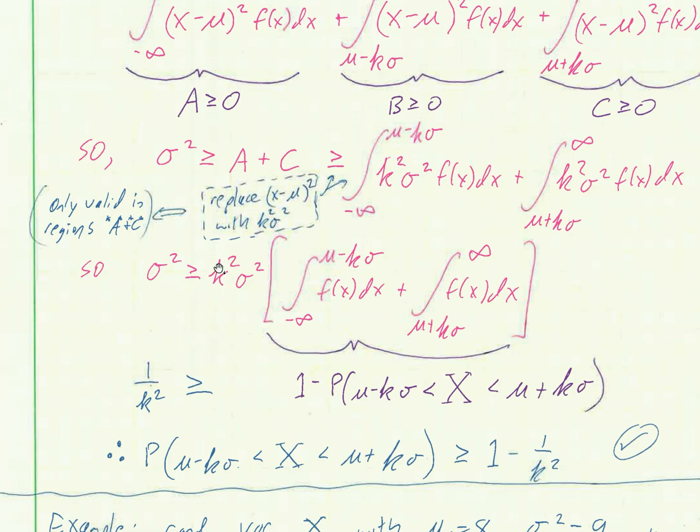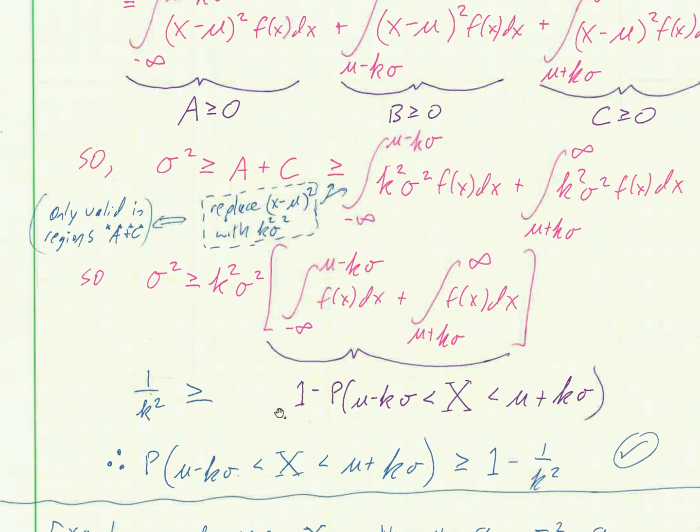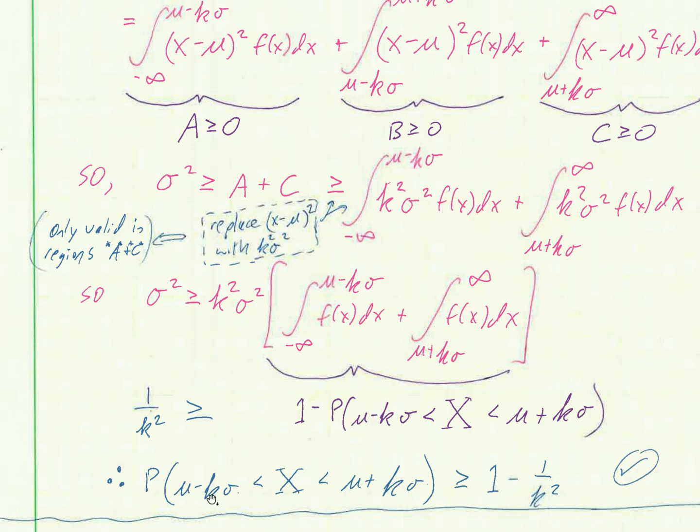I rearrange this term just by dividing by that positive quantity of sigma squared. We just get 1 over k squared. Do some more rearranging, and we have the final form of Chebyshev's, right? Probability that x is between k standard deviations to the left of the mean and k standard deviations to the right of the mean is at least 1 minus 1 over k squared.